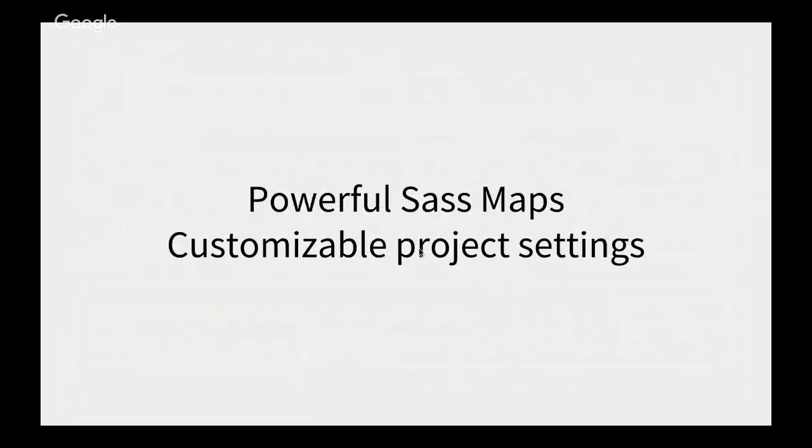So next, I want to talk a little bit about the new functionality we're bringing through integrated variables, functions, and mixins to you all. So we have some very powerful Sass maps and customizable project settings. There's a lot of power being built into the system, and the idea is that for each project you have, you can customize your theme any way you need to fit your specific project.